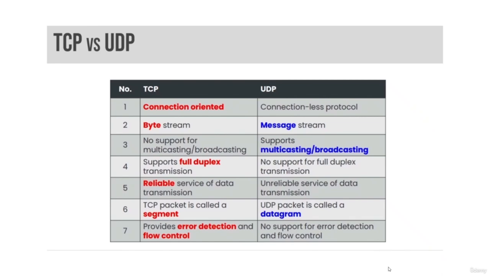TCP is a reliable layer 4 protocol. TCP uses a three-way handshake to create reliable connections across a network. TCP can reorder segments that arrive out of order and retransmit missing segments.